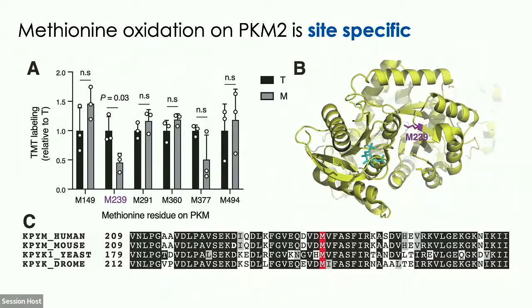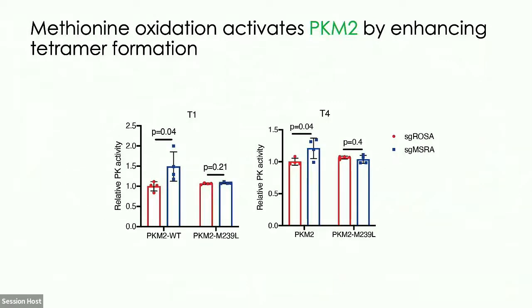This methionine residue is highly conserved in evolution, and so this gives us additional confidence that this is likely an important residue. But to establish the functional significance of methionine 239 in regulating PKM2 activity, we mutated this residue to leucine. And we chose leucine because it is structurally similar to methionine, but it's not redox sensitive. And again, we measured the enzymatic activity of PKM2 comparing control versus MSRA knockout cells.